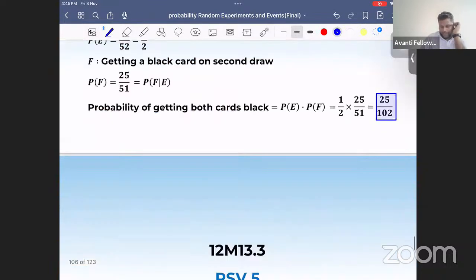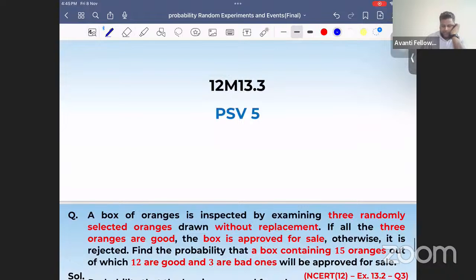Now, see the question. A box of oranges is inspected by examining 3 randomly selected oranges without replacement. So you have drawn one orange, kept it aside. Now you have drawn another orange, kept it aside. Now you have drawn the third orange. Got it? If all the 3 oranges are good, the box is approved for sale. Otherwise, it is rejected. Find the probability that the box containing 15 oranges, out of which 12 are good and 3 are bad ones, will be approved for sale.